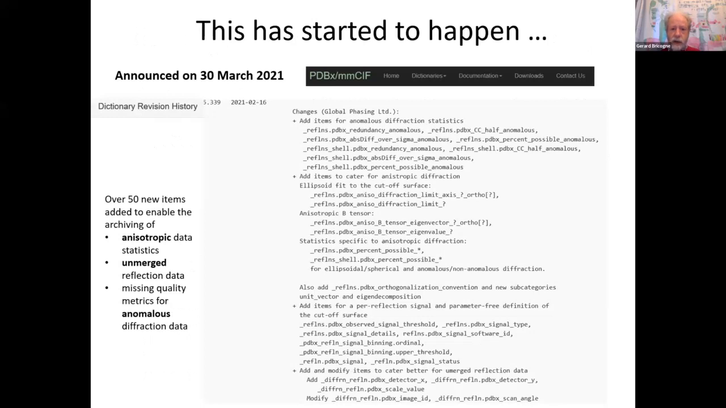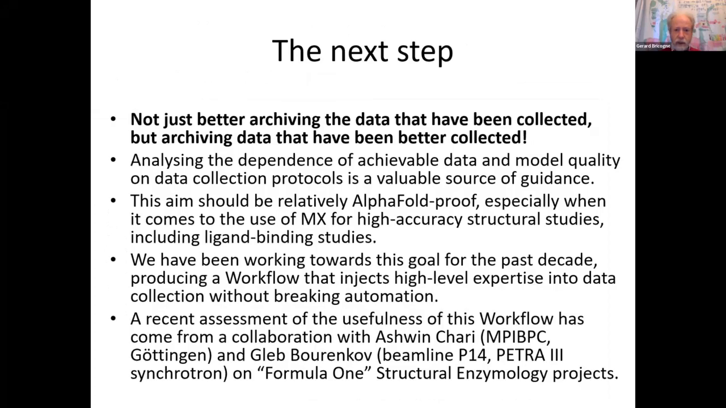So this has started to happen. I can't say very much about this, but at the end of March, we worked with a subgroup of people with the PDBx/mmCIF working group to archive extra items, 50 items related to data anisotropy, unmerged data, and anomalous data.